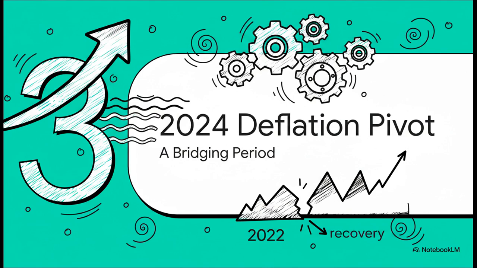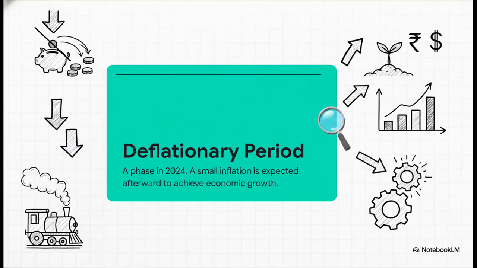Which brings us to section 3, the 2024 deflation pivot. Now, to understand what happened next, we can't just fast forward straight to 2026. The economy had to fundamentally alter its strategy to recover. In 2024, Sri Lanka experienced a deflationary period. Prices were actually contracting. Now, while deflation might sound awesome to us as consumers in the short term, it's actually incredibly dangerous for long-term economic growth.